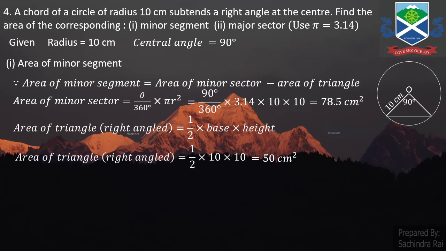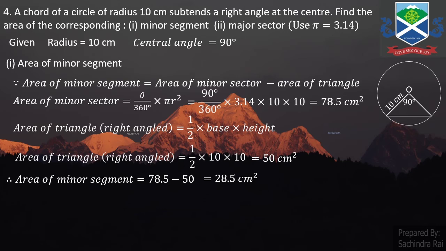So we need to find out area of minor segment as area of minor sector minus area of triangle. So when you put the value of minor sector and area of triangle and subtract, we get the answer, that is the area of minor segment, as 28.5 centimeters square.